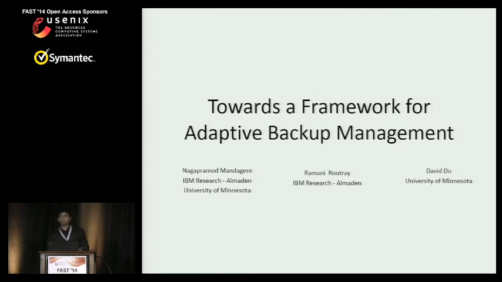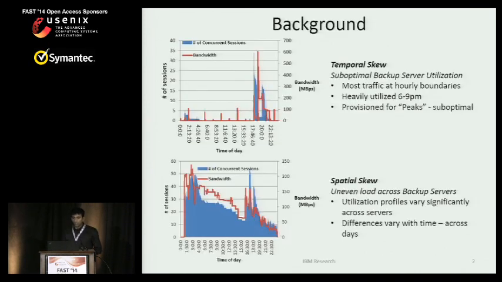My name is Pramod Mandagare, and I'm from IBM Almaden. And today I'm going to be talking about some recent work we are doing on adaptive backup management. Some background on the topic. We analyzed performance of backup servers, several hundred backup servers across several data centers spread across multiple geos. And we found a couple of interesting patterns where there's a lot of room for optimization.